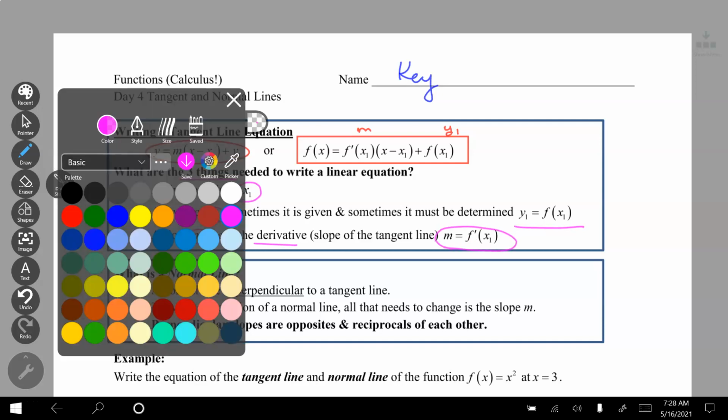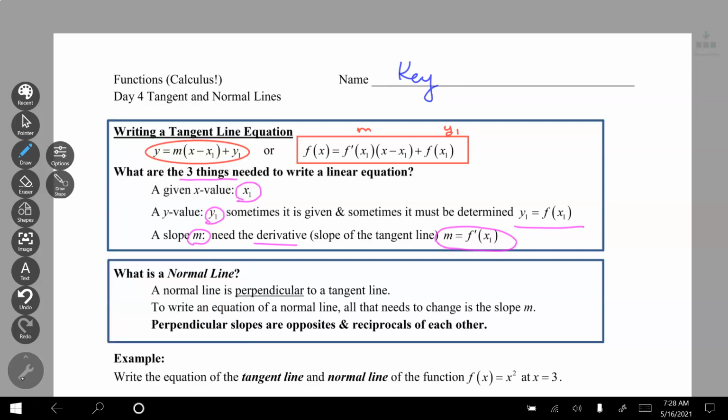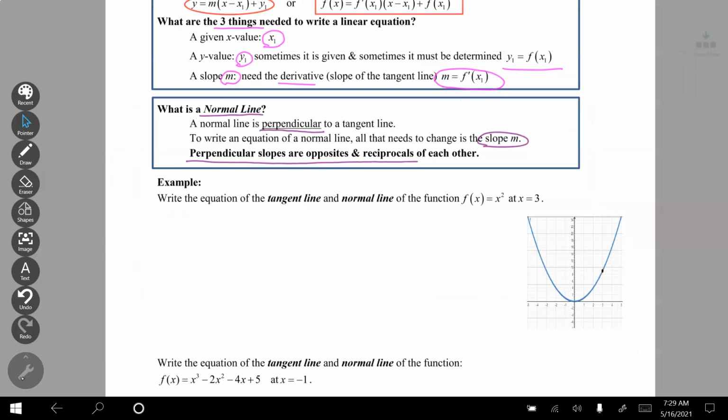Okay, and then the other thing I want to talk about is something called a normal line. A normal line is perpendicular to the tangent line. So all I need to do to write a normal line is change the slope. Remember, perpendicular means slopes are opposite and reciprocal. So let's go through an example.